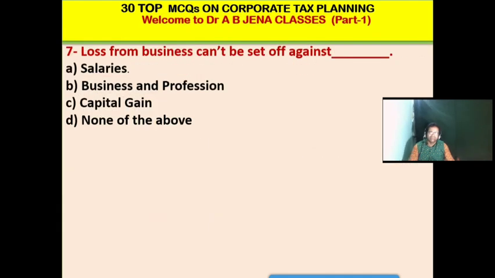So next MCQ. Loss from business cannot be set off against what? A. Salaries, B. Business and profession, C. Capital gain, D. None of the above. Friends, A is the right option for this MCQ. The salaries will not be adjusted against loss from the business. Loss from business cannot be set off against the salary. So A is the right option.